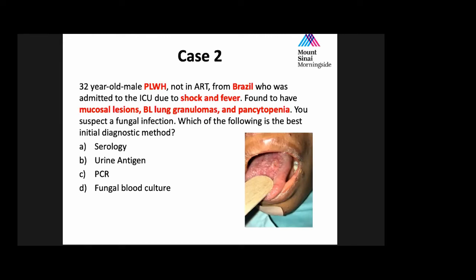You suspect a fungal infection, so which of the following is the best initial diagnostic method to diagnose this disease? And if someone wants to comment on which is the most likely condition here.